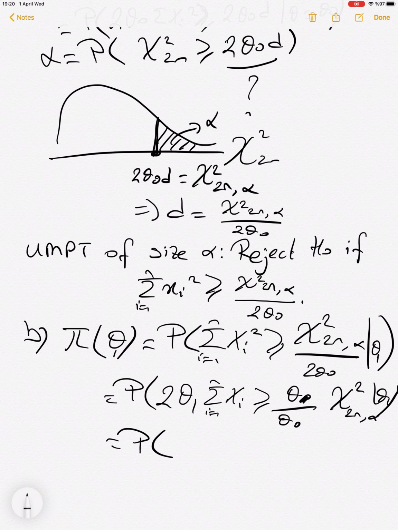Then after defining the chi-square random variable, then I can calculate this quantity from the chi-square table. So this is the power function. Sorry about my mistake.